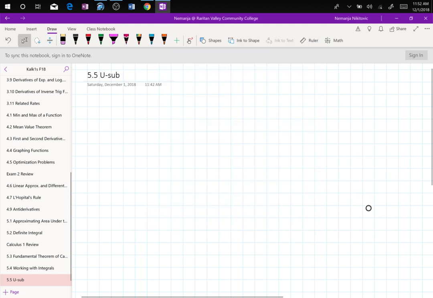Hello and welcome back to Calculus 1. This is our last section on 5.5, u substitution. It's going to be part 1 of the lecture, and then next week part 2. We really need to understand this because Calc 2 survival depends on this lecture.